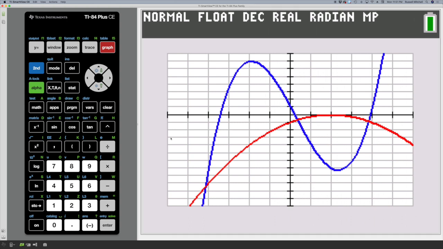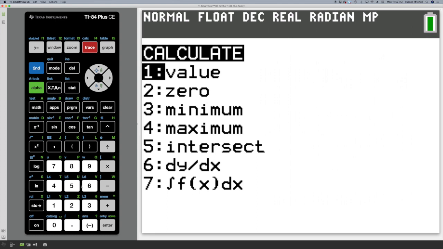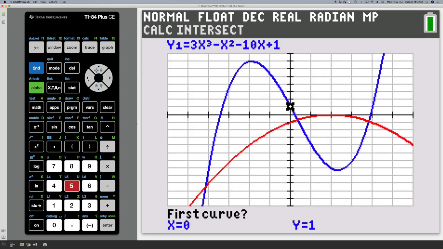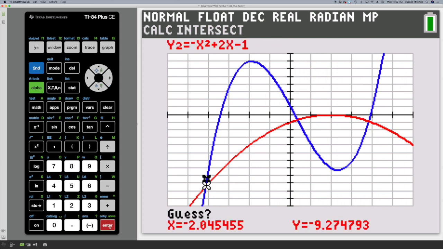So there we go. We want to find this intersection right here. We're going to call this one A. We want to find the x coordinate of this intersection and also this one. We're going to press second calc and select number 5 for intersect and move over to the first curve. Press enter for the first curve and enter for the second curve. The guess you want to be as close as possible to the one you're trying to find, because then it will find that one, and it'll do it quickly too.